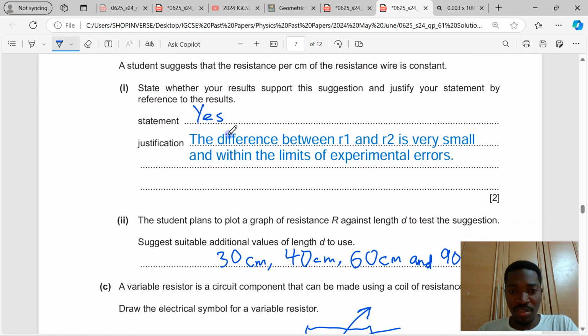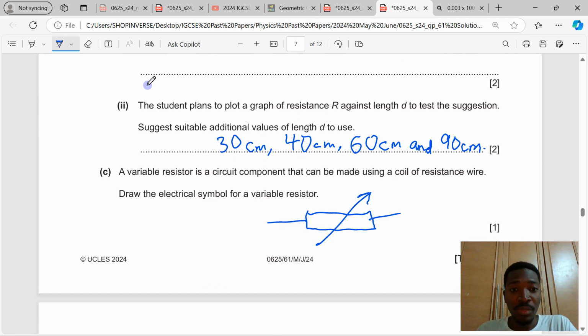So I've stated my answer here. The difference between R1 and R2 is very small and within the limits of experimental error. The student plans to plot a graph of resistance R against length D to test the suggestion. Suggest suitable additional values of length D to use.